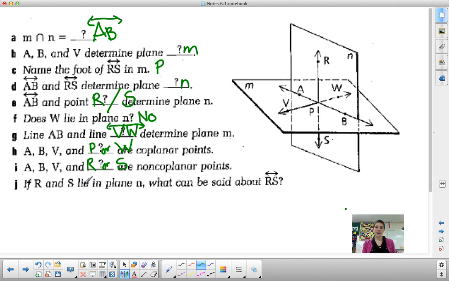If R and S lie in plane N, what can be said about line RS? It is also in plane N. It's the very first thing that we talked about. Pretty sure you're confident in these. If you have questions, bring them in.